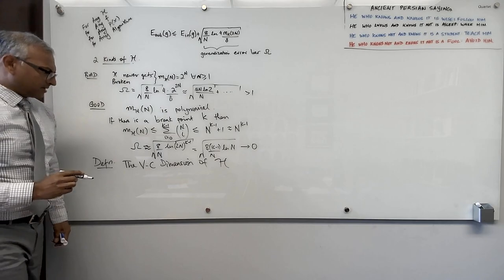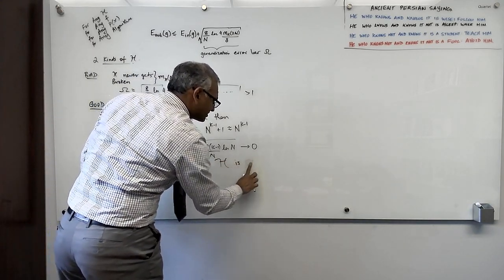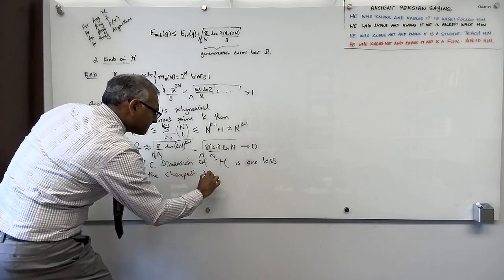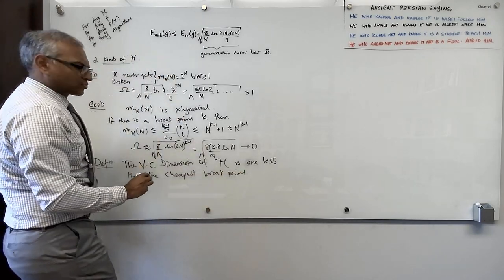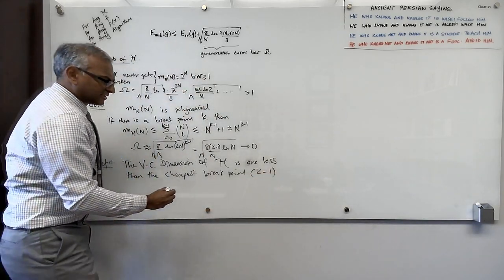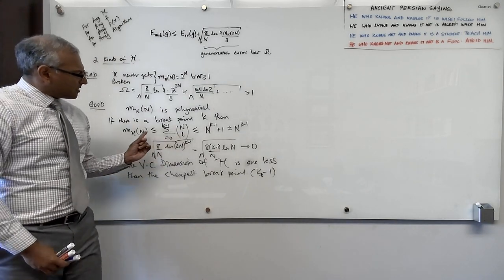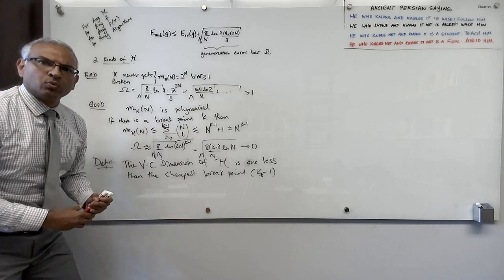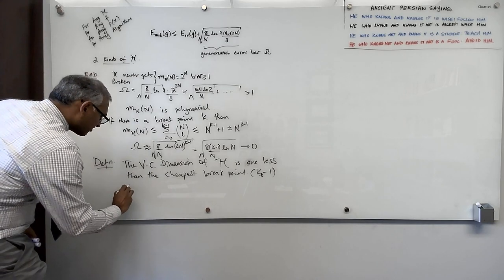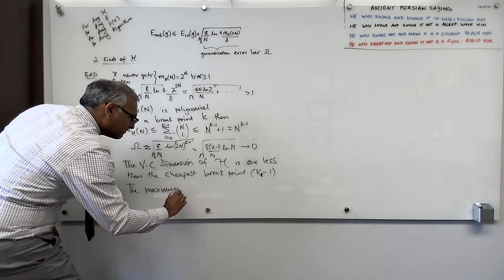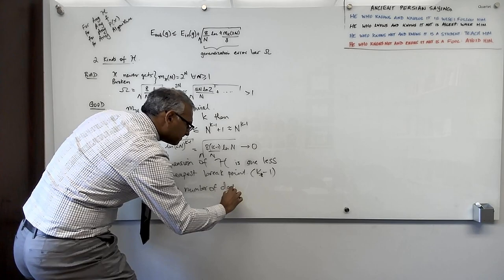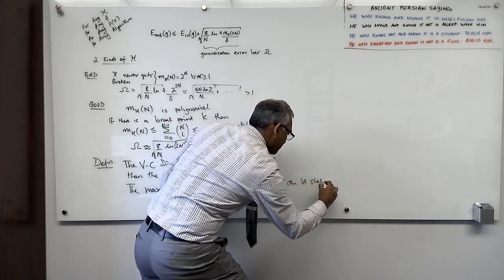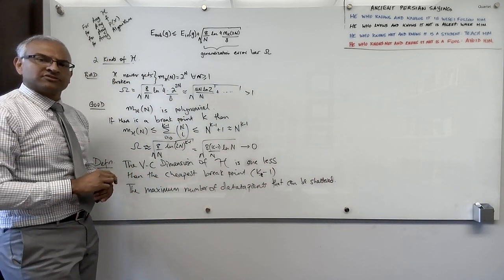So the VC dimension of a hypothesis set H is one less than the cheapest breakpoint. In other words, it's k minus 1, or we can say k star minus 1 because we're going to pick the cheapest breakpoint. This bound holds for any breakpoint, and it makes sense to consider the smallest breakpoint, and one less than that we define as the VC dimension. So in words, what is the VC dimension? The VC dimension is the maximum number of data points that can be shattered.